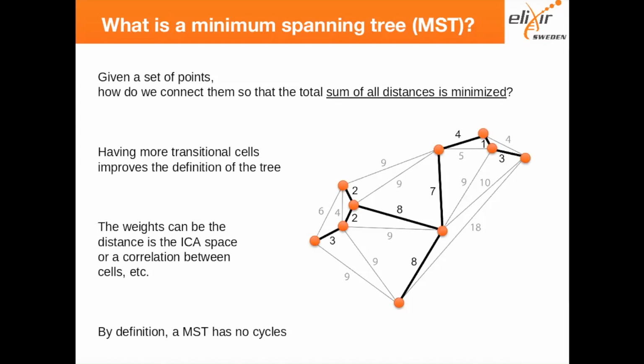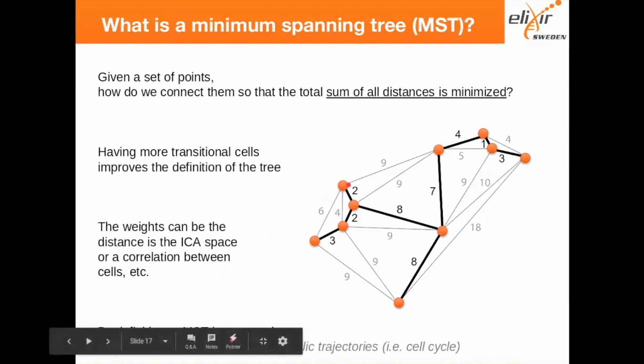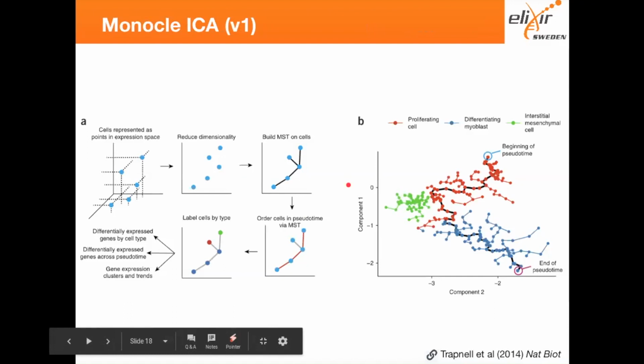And by definition, a minimum spanning tree does not have cycles. So if you have a cyclic process, let's say in cell proliferation, you cannot use this method just because of this. Yeah, exactly. So you cannot use MST for cyclical trajectories.